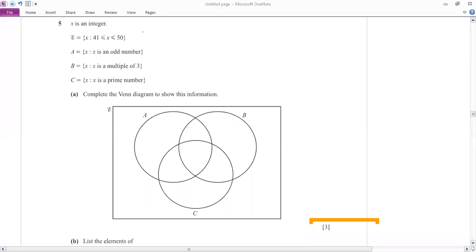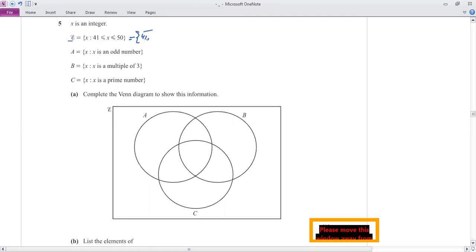This is question number 5, because last time we did up to question number 4. This Venn diagram we have to complete here. And for the Venn diagram, first of all, these sets are given. You know, the symbol is used for the universal set. This is the universal set, and the members of the universal set are starting from 41 till 50, including 41 and 50. So you can write them in detail.